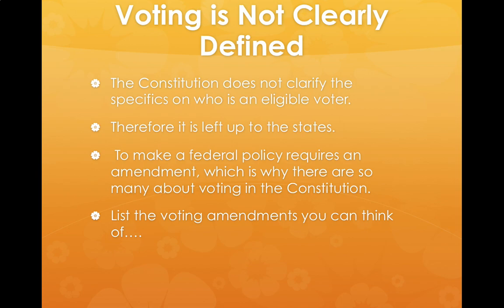So there are somewhere around 5-6 amendments that all deal with voting, and that's because it's not in the Constitution, so the individual states have to handle this unless they add a constitutional amendment, which they have done a number of times, but even after adding amendments, we'll see that there were a couple of problems.